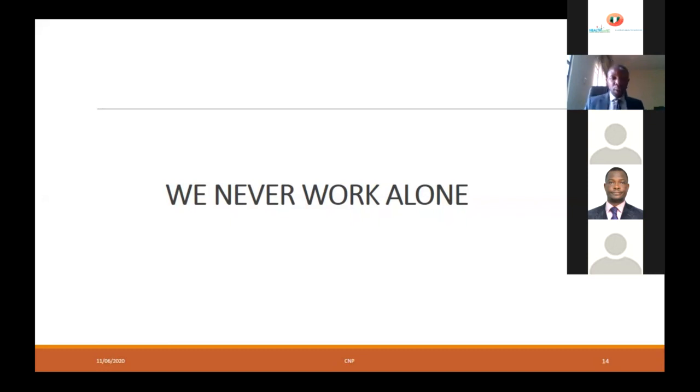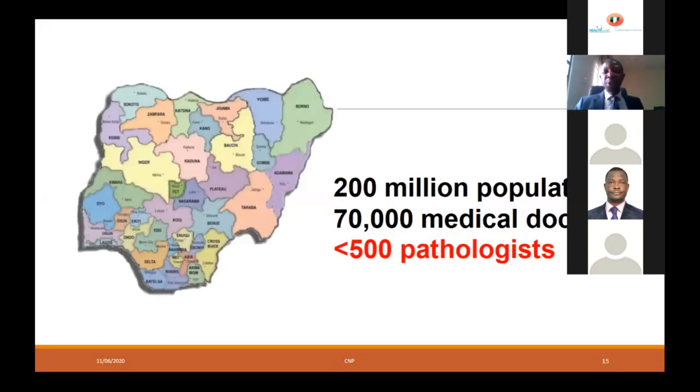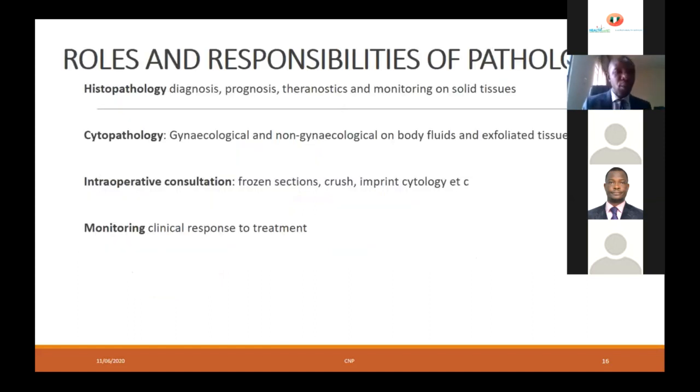We don't work alone. Nigeria has a population of 200 million or so, thereabouts, but there are just about 70,000 medical doctors, greatly understaffed. Worse than that still is the fact that we have less than 500 pathologists. I stand to be corrected. I'm sure the number would have been updated or upgraded some more. But basically, we have about 500 pathologists. What does that imply? 500 pathologists serving 200 million Nigerians. That number is far too low. So you'd expect that there will be a lot of burden and loads of work and all of that. But in addition, we are still able to manage somehow.